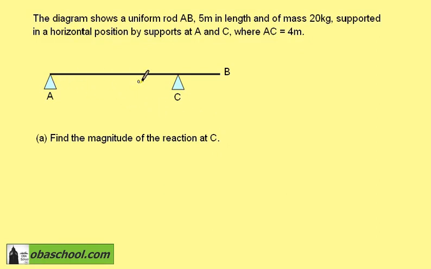Here we have our rod, AB. We're told that it's a uniform rod, and the consequence of this is that its weight will act at the center. We're told the mass is 20 kilograms, so we have a weight, 20g, acting at 2.5 meters from this end, which is halfway along the rod.